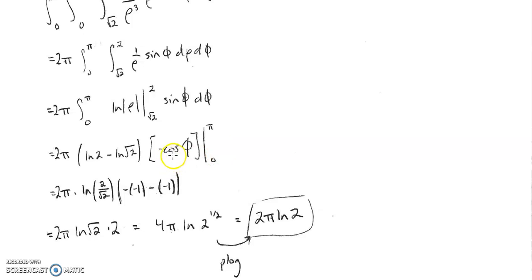This negative cosine evaluated, oh, it's such a mess. There are all these double negatives. It's just 2, which gives me 2 ln of root 2 with a 2 pi, which is 4 pi ln of 2 to the half power. And again, what's my favorite rule? You guys know this. My favorite rule is plugging it. So I plugged it, moved that half out front, and I got 2 pi ln of 2. And that is my final answer.